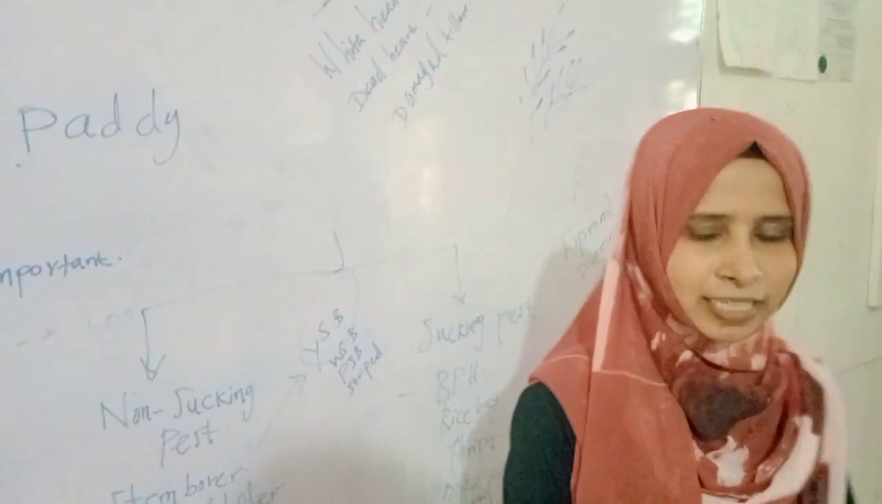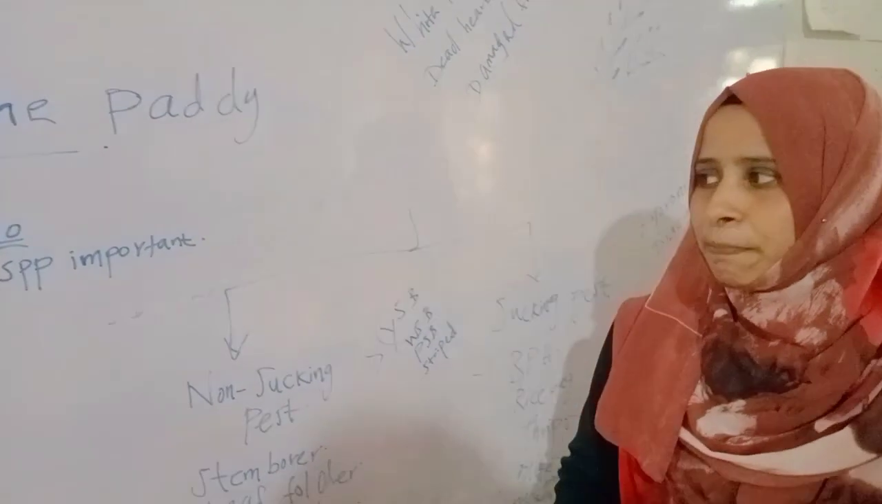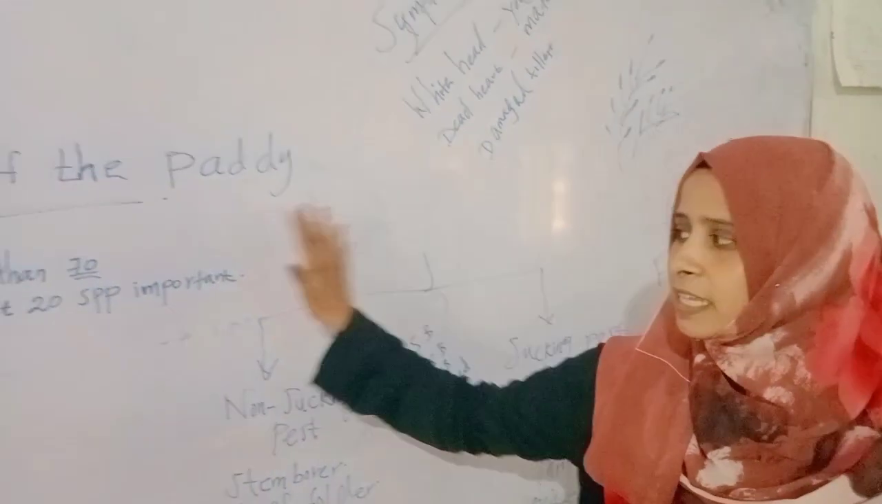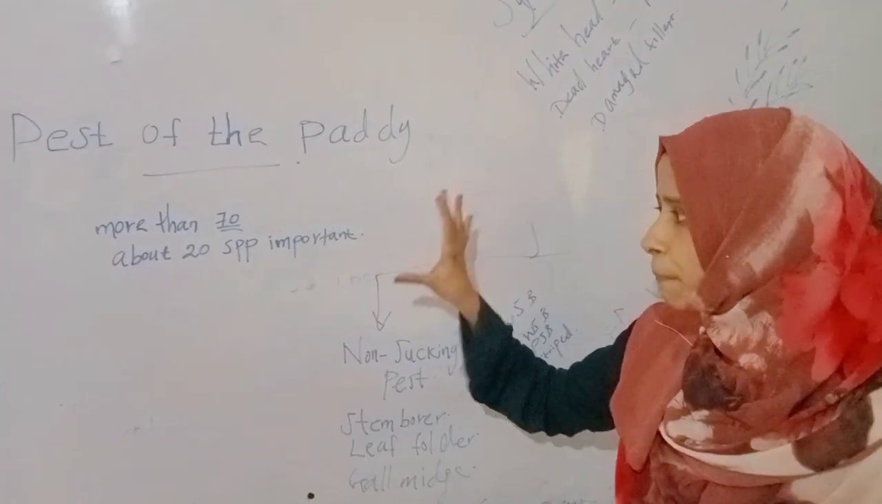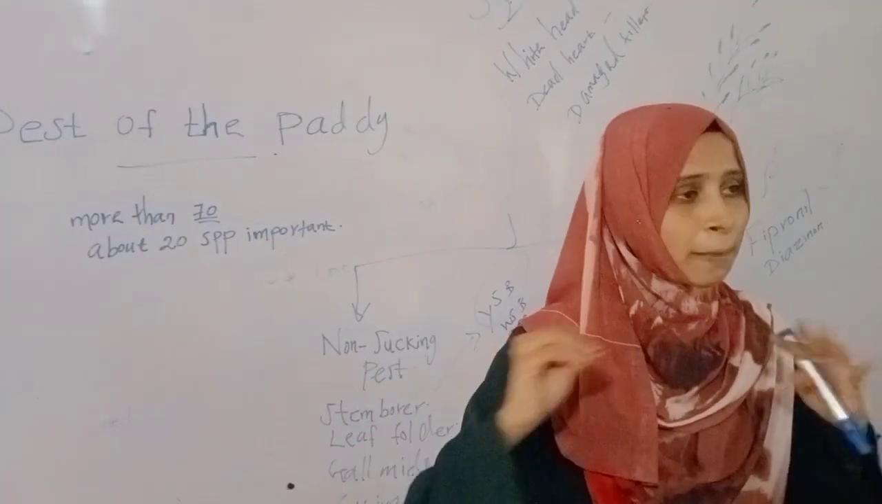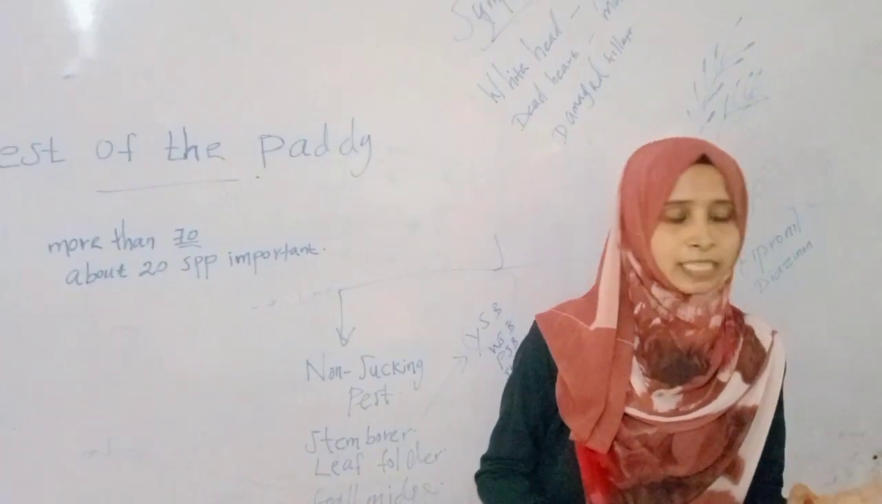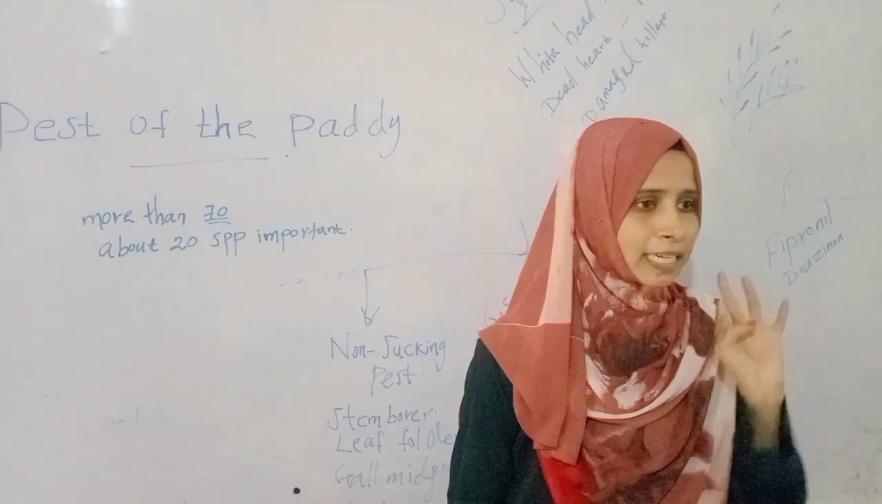Now I am going to explain the pests of the paddy plant. More than 70 species of pests are recorded in the paddy plant, and about 20 species are important. These pests affect all plant parts and growth stages. Do you know the growth stages of paddy? There are three stages: vegetative, reproductive and ripening.